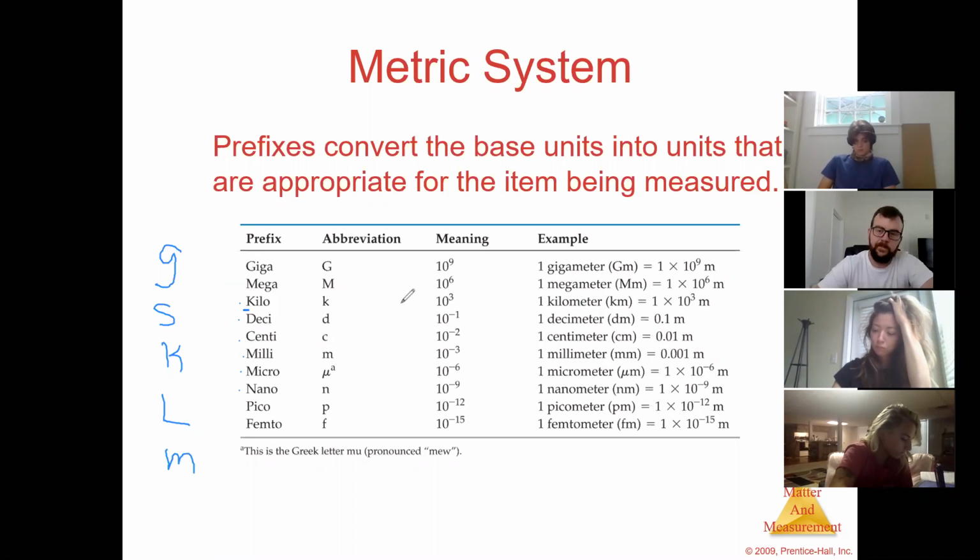Here is their meaning. So my base unit, again, is stuck somewhere in here. Let's say we have the meter, M. A gigameter is 10 to the 9th times bigger than a meter. A kilometer is 10 to the 3rd or 1,000 times bigger than a meter. A centimeter is 100 times smaller than a meter. A millimeter is 1,000 times smaller. Then we get into a micro, which is 10 to the -6th, and a nano, which is 10 to the -9. So I do want you guys to have those memorized.